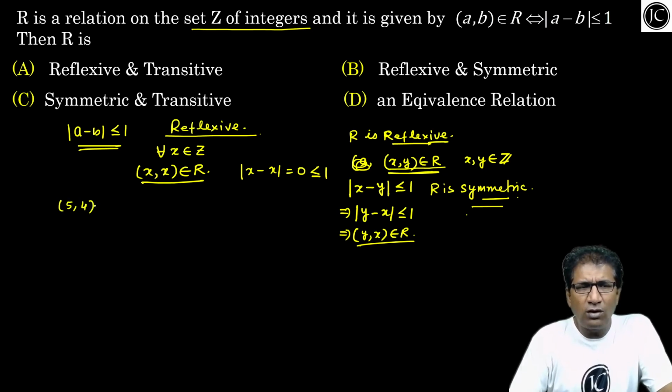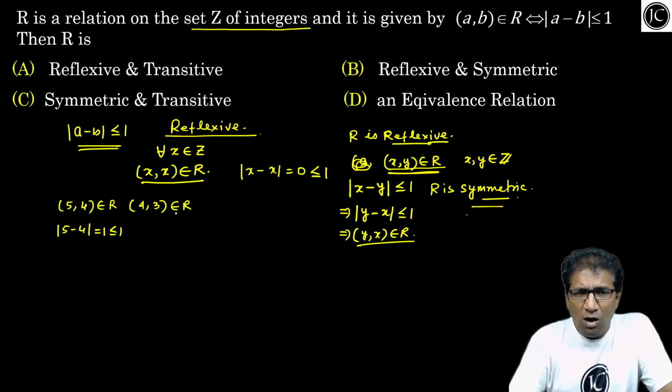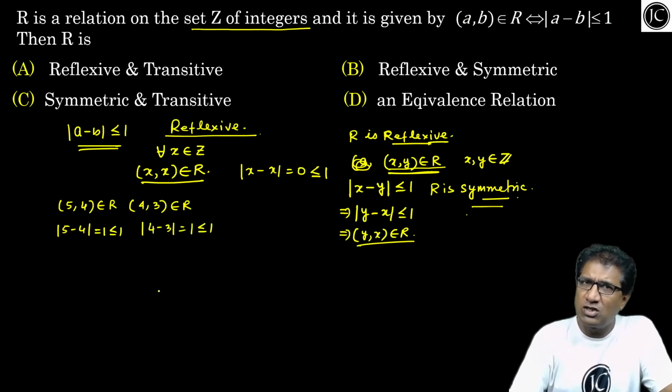Let us say (5, 4) belongs to R, and (4, 3) belongs to R. Why have I said this? Because modulus of 5 minus 4 gives you 1, which is less than or equal to 1. And (4, 3) belongs to R means modulus of 4 minus 3, which is again 1, which is less than or equal to 1.